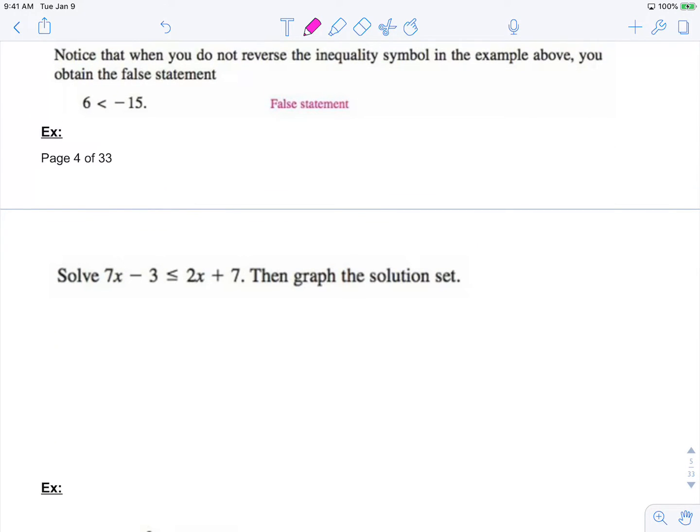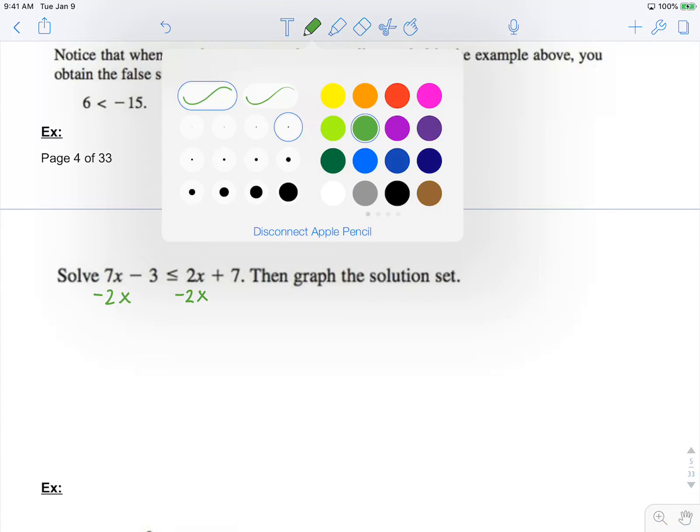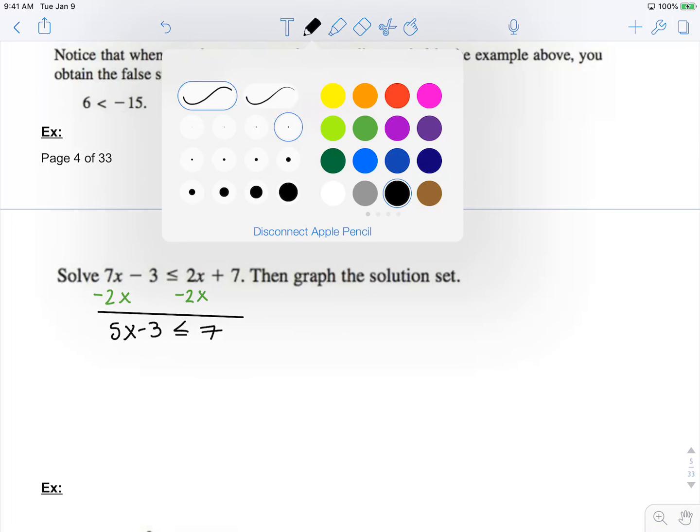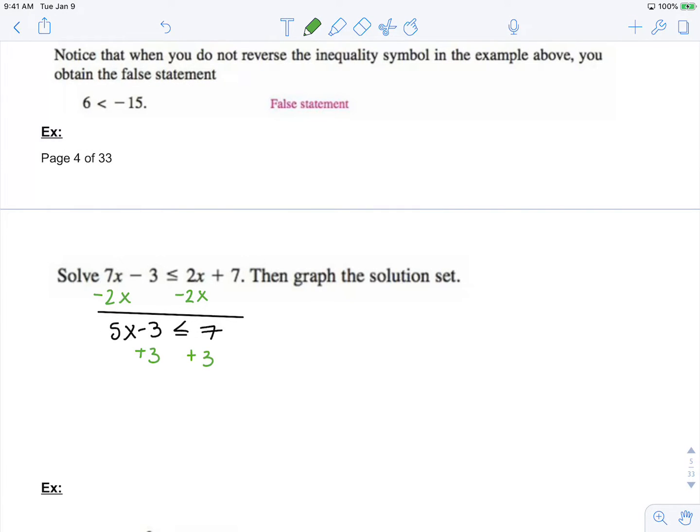Here I have this basic inequality. I'll solve it just like an equation. Start by subtracting 2x from both sides. I have 5x minus 3 is less than or equal to 7. I'll add 3 to both sides. 5x is less than or equal to 10. Divide both sides by 5. And now I do not flip my inequality sign because I divide by a positive number. x is less than or equal to 2.